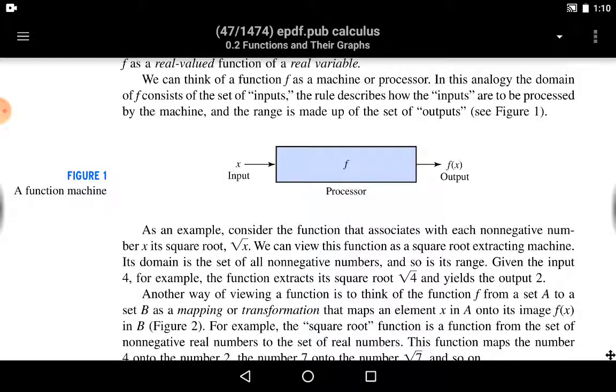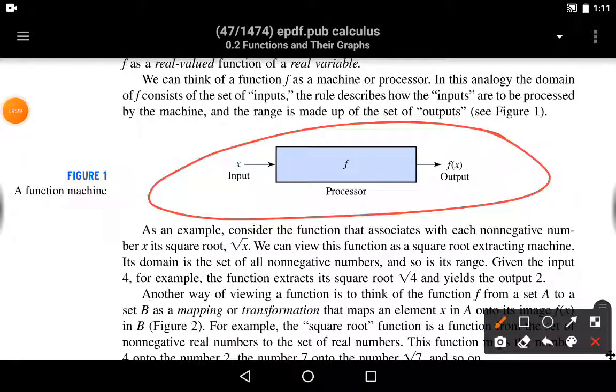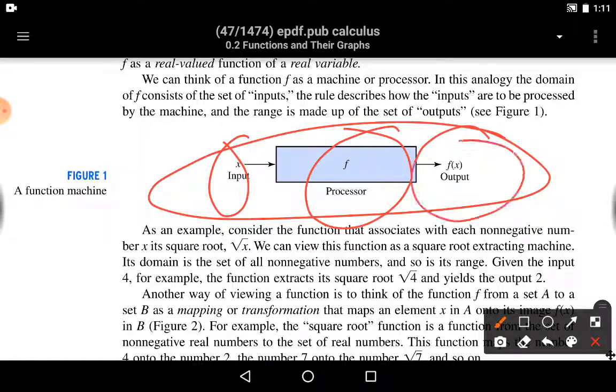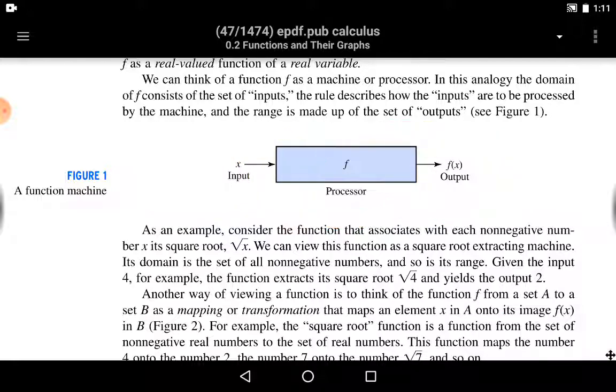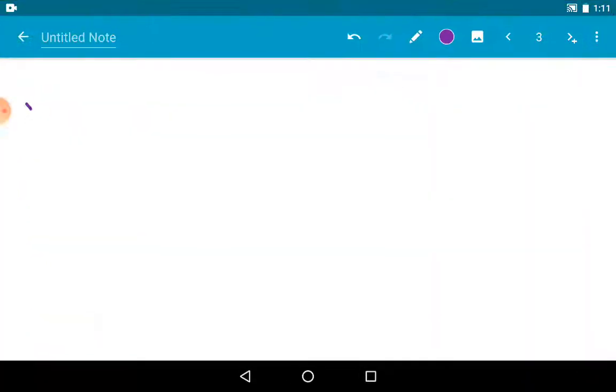Now consider a machine like this. Here x is the input, and so we are explaining a function in another manner. Suppose x is our input and the function f is the processor, and f of x, what we get, is the output. Okay. While defining a function, we have to define the function properly first.